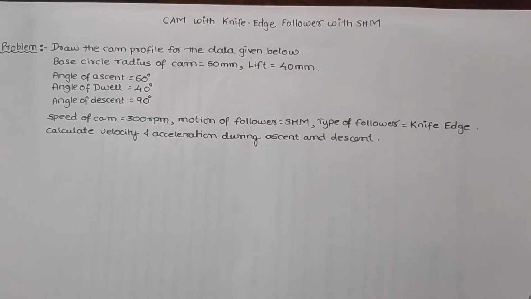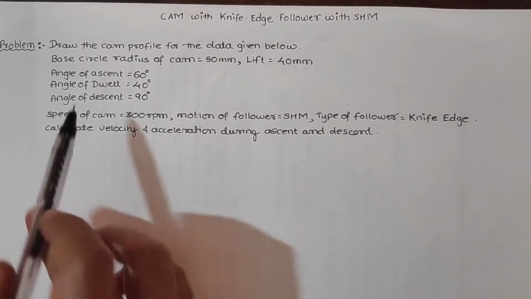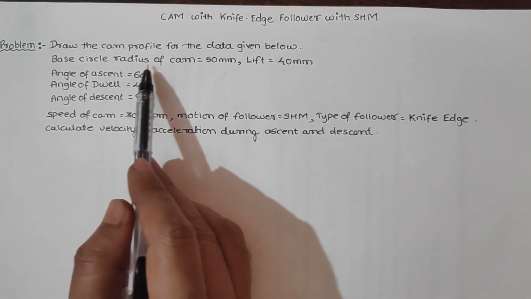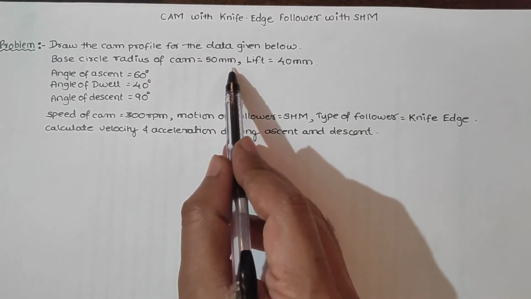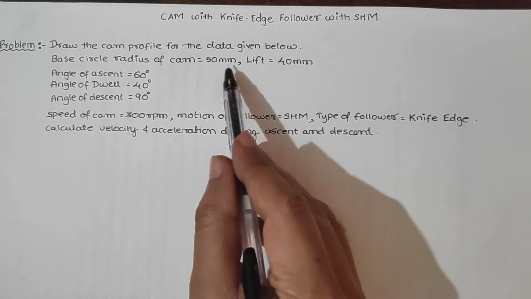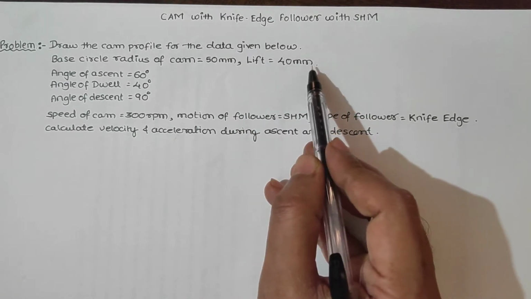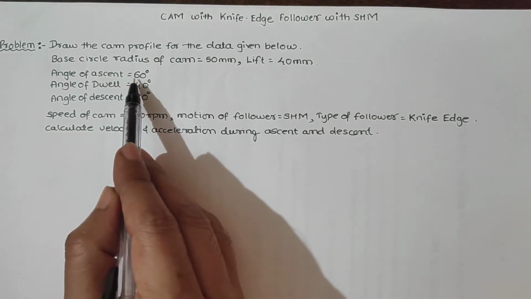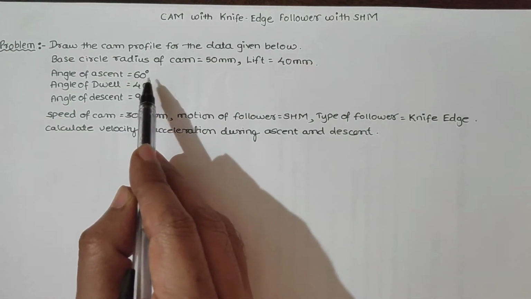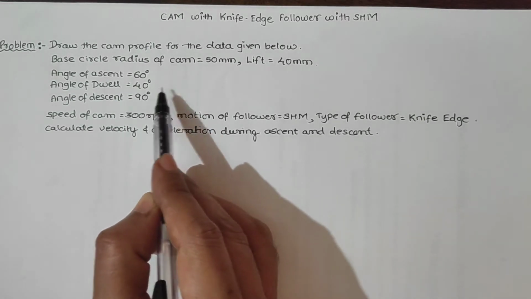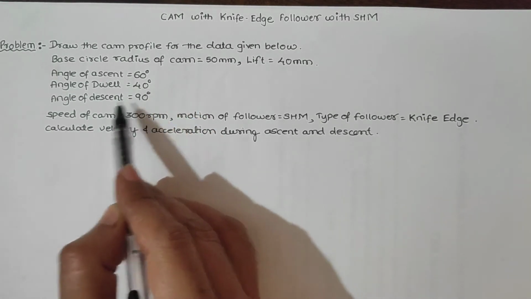First, draw the cam profile for the data given below. The base circle radius of the cam is 50 mm, means the minimum radius of the cam is 50 mm. Lift is equal to 40 mm, means the stroke is equal to 40 mm. Angle of ascent 60 degree means rise angle 60 degree. Angle of dwell 40 degree means no lift for 40 degree.